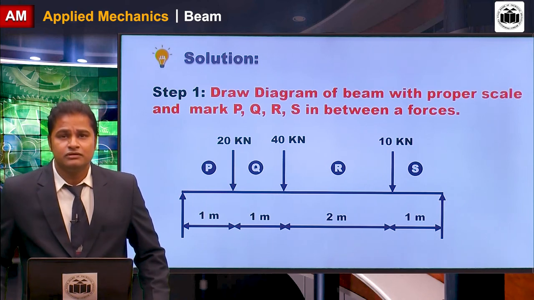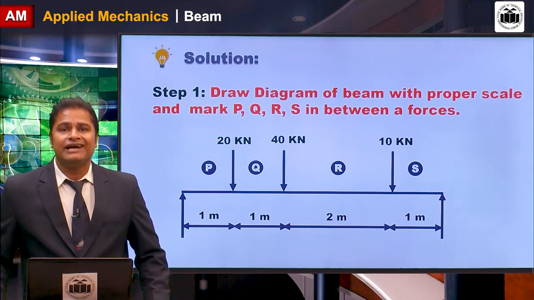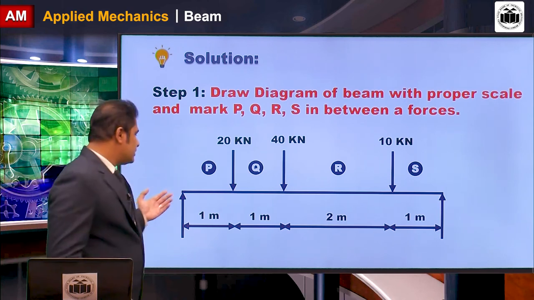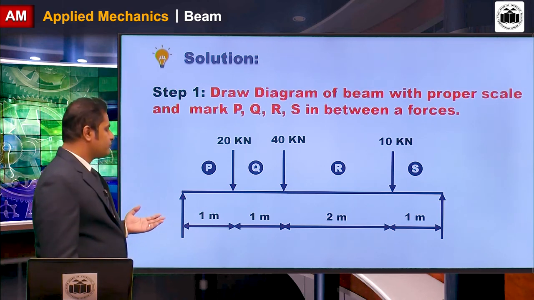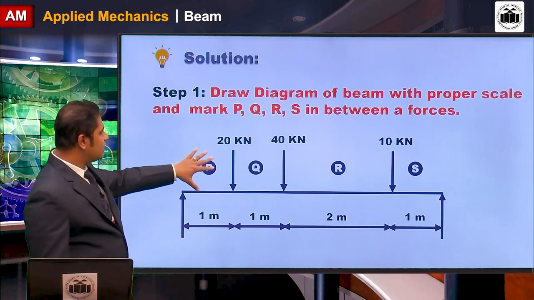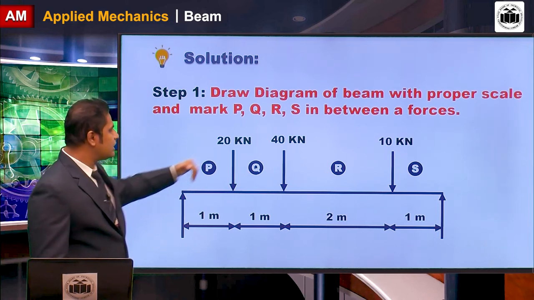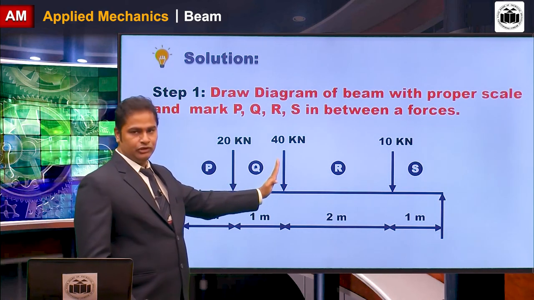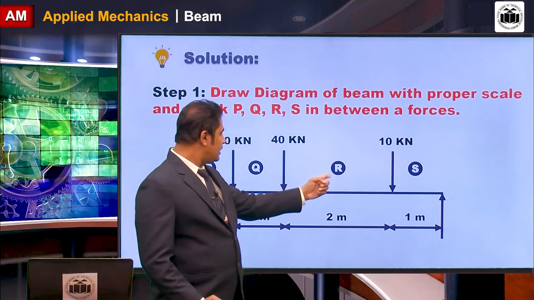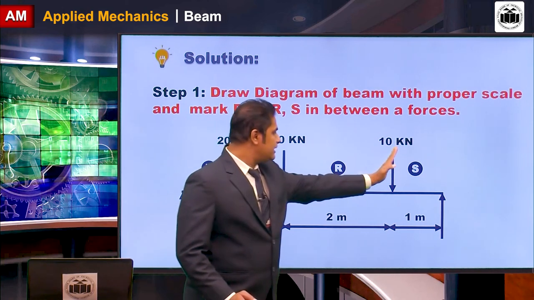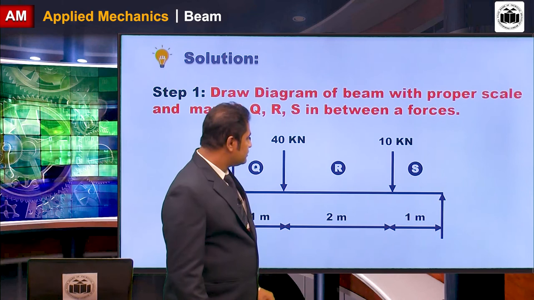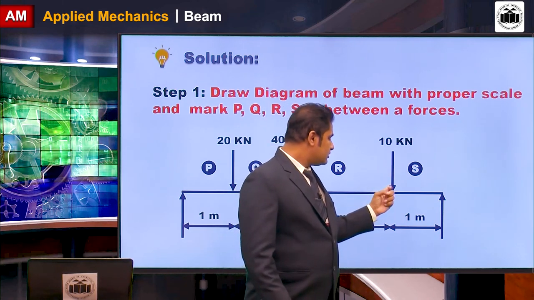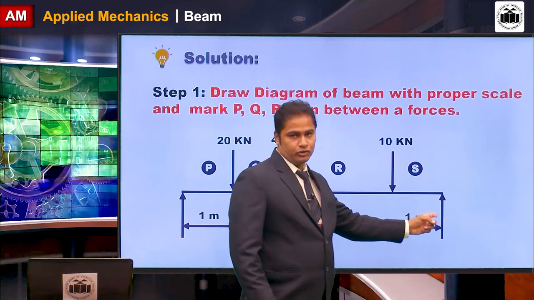Here is the solution. Step 1. Draw a diagram of the beam with a proper scale and mark P, Q, R, S in between the forces. Here is the simply supported beam diagram. First of all, mark P in between the first support and first load. Then mark Q in between 20 and 40 kN. Then mark R in between 40 and 10 kN. And finally, mark S in between 10 kN and the last support.